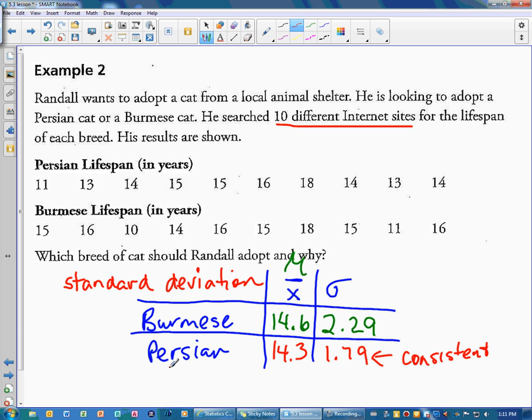It means that on average, Persian cats live closer to the length of 14.3 years than Burmese. This 14.6 could have got pulled up, I guess, by this 18. Look at how it had an 18 and an 11. Okay, so it had a real high number and it had a lower number. Whereas if you look at the Persian, the lowest is 11. The highest is 18. Same thing, but look at all these 13, 14s, okay? Right around the middle. So, which breed of cat should Randall adopt and why?